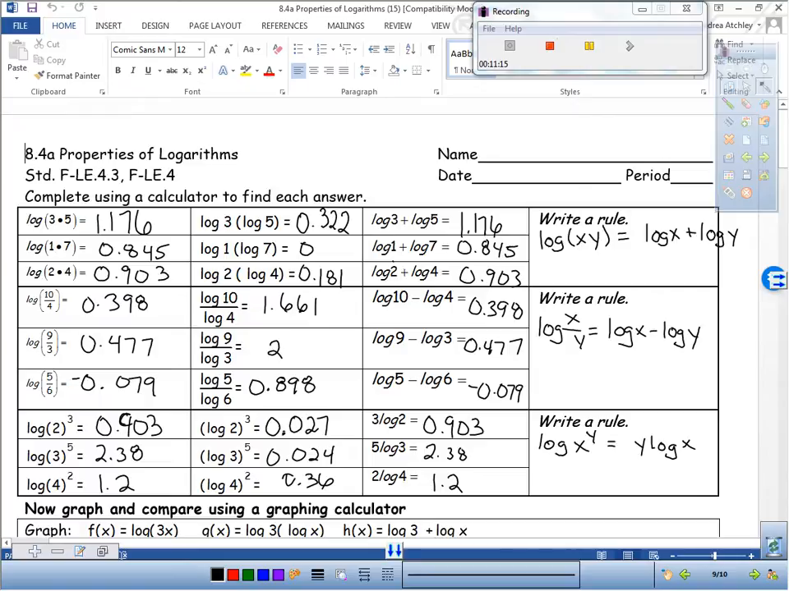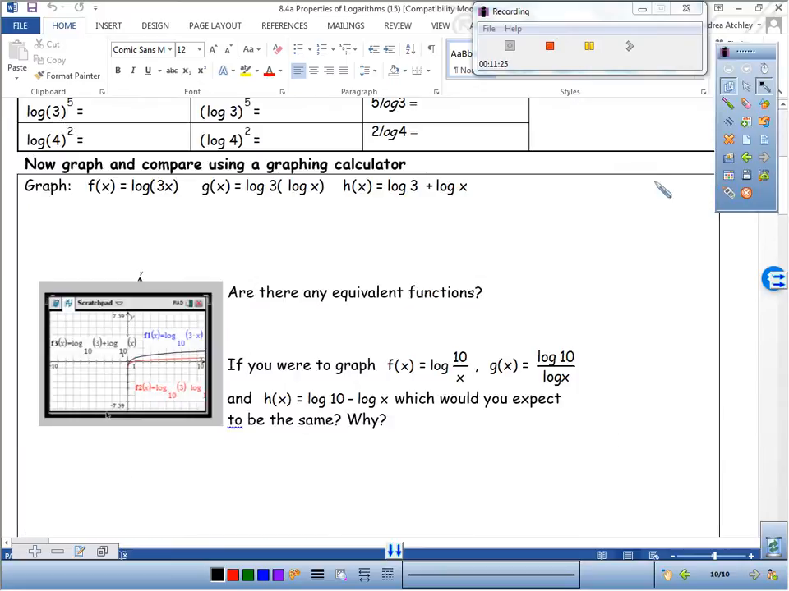Okay. Another way to show this same idea is through graphing them. I started out graphing just the log of 3x. Okay? And that was the blue line that you can't see right now.